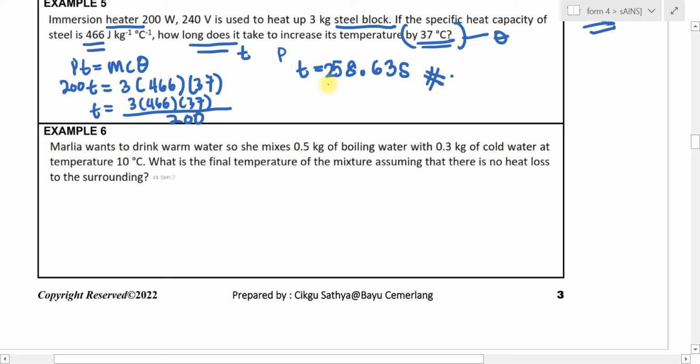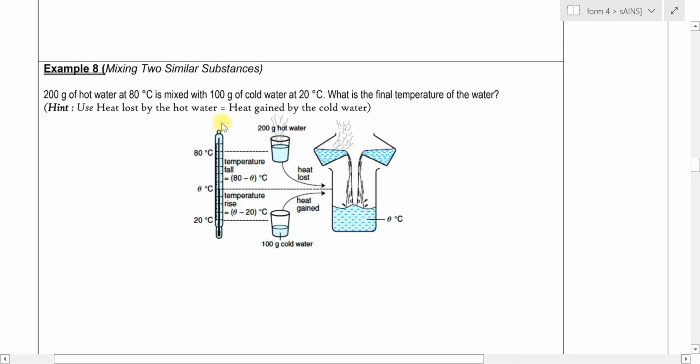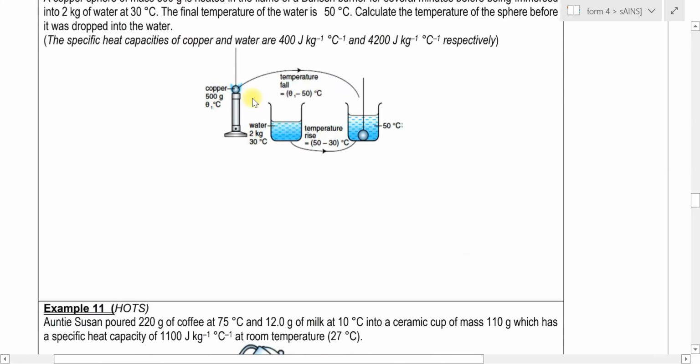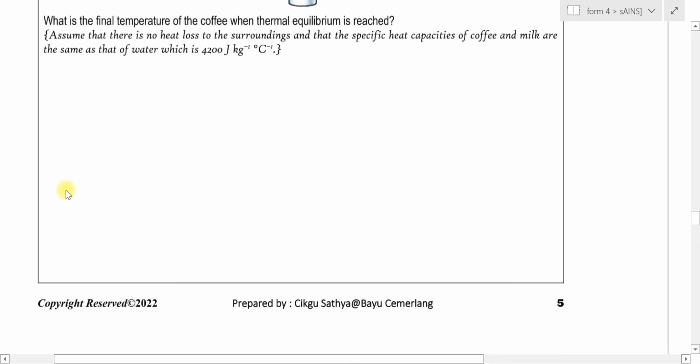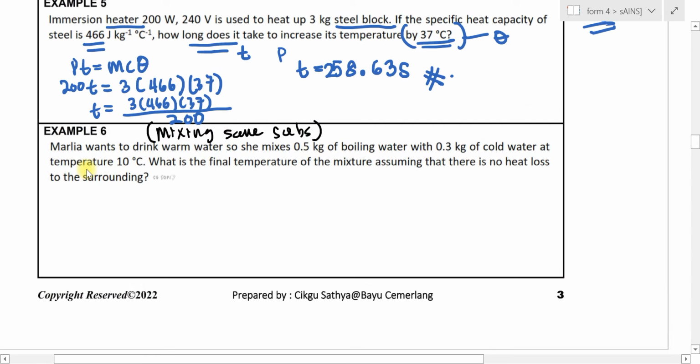Next, kita tengok. Marlia wants to drink warm water. Yang ni, mixing water. Mixing same substance. Yang ni dia dalam buku teks dia jarang bagi soalan macam ni semua. You need to know how to solve. Kalau mixing same substance macam mana, kalau mixing different substance macam mana, yang tu saya ada masuk. Nampak? Mixing two similar substances, kalau mixing two different substances macam mana? Okay, kita akan tengok satu persatu. Ini soalan kebat ada. Okay, specific heat capacity ni senang tapi kena berhati-hatilah.